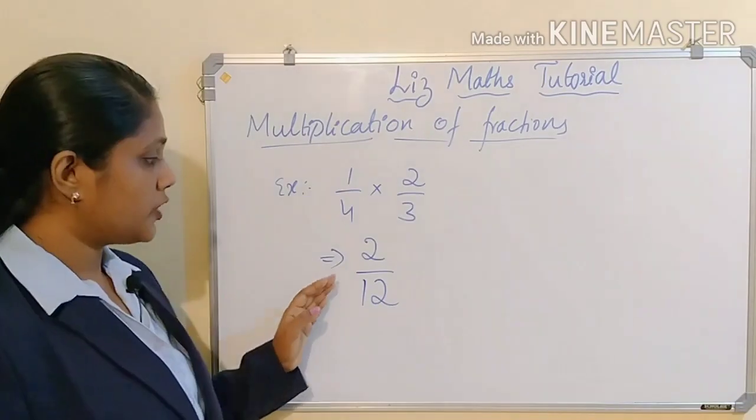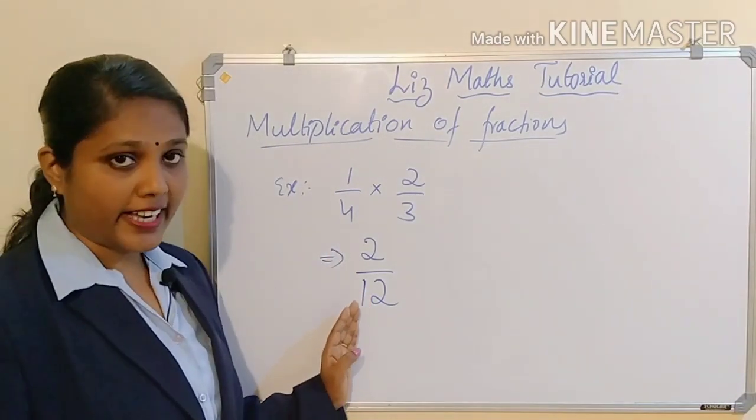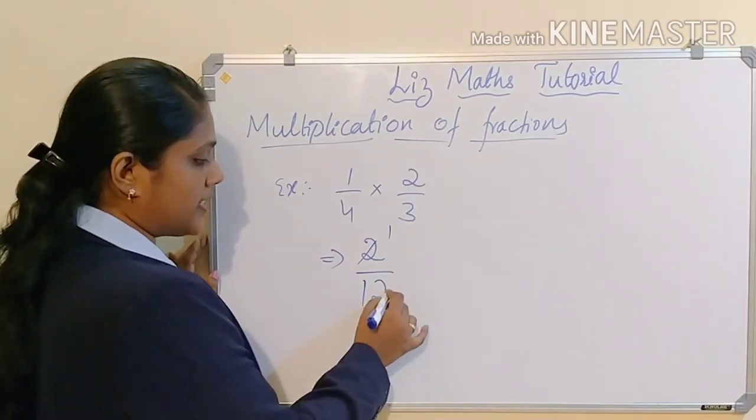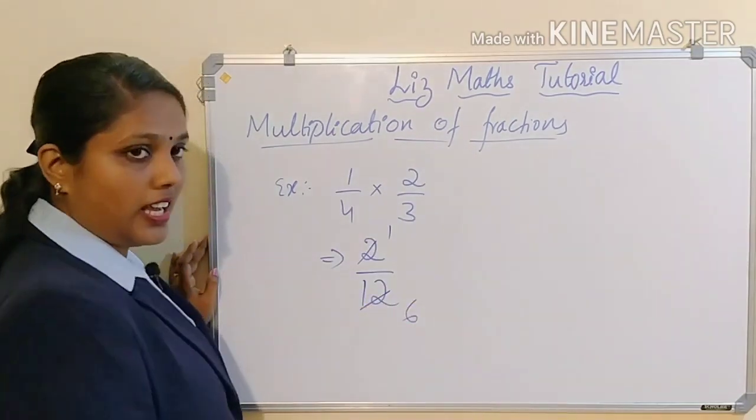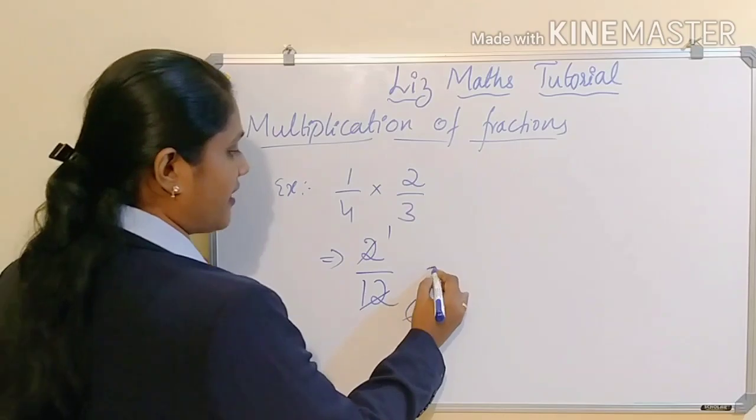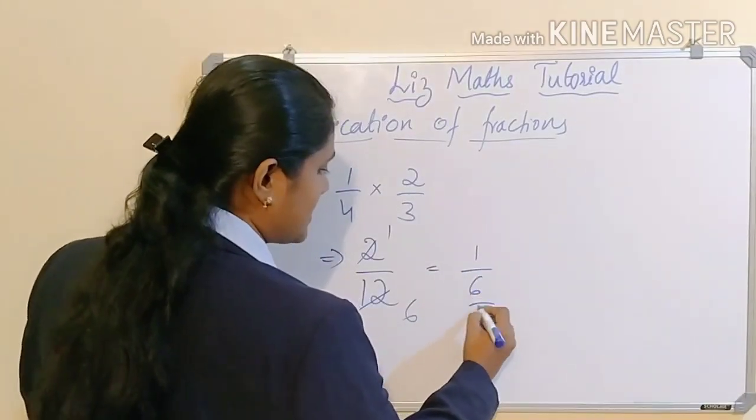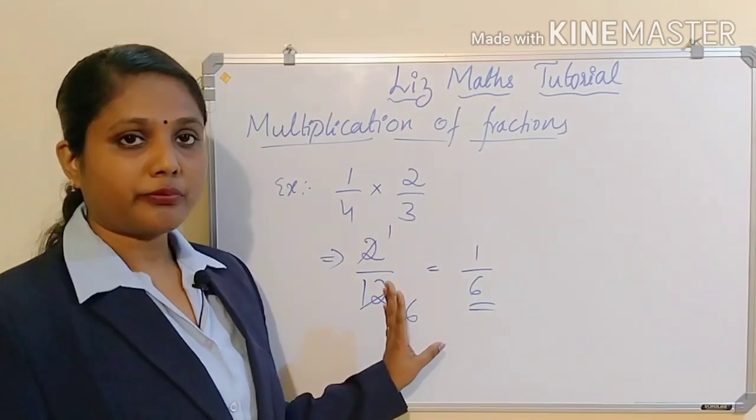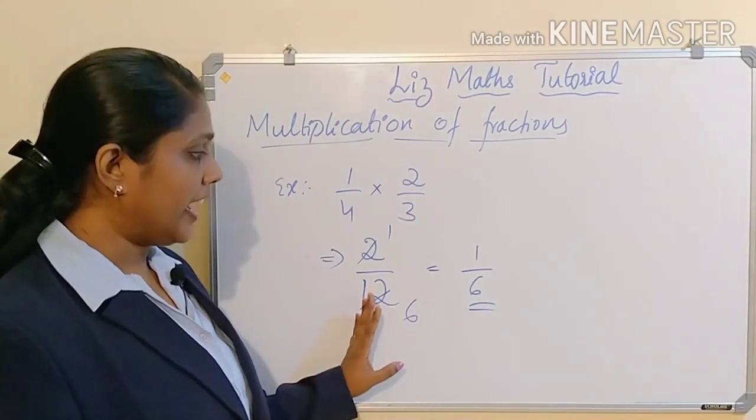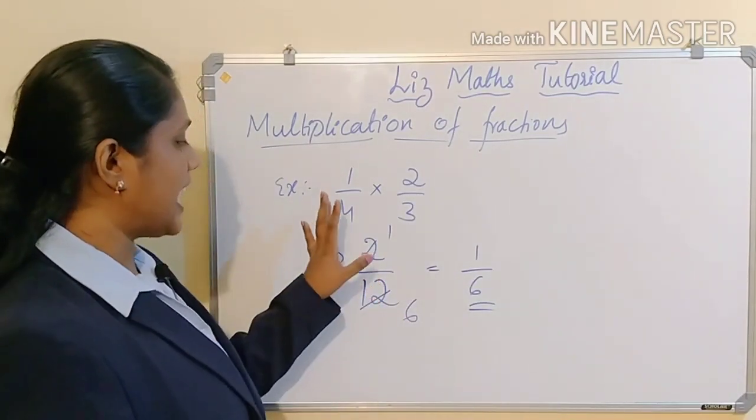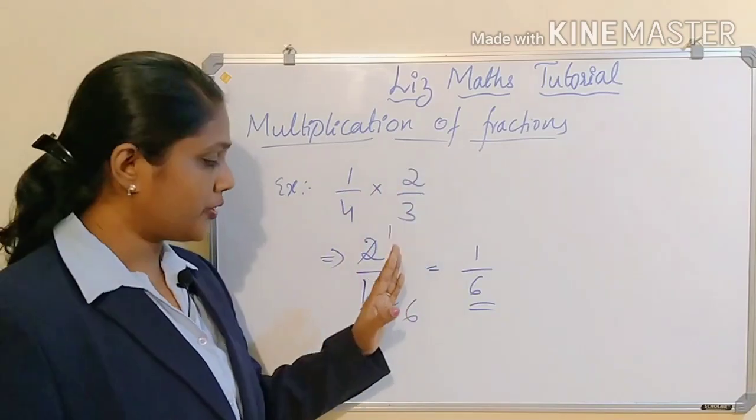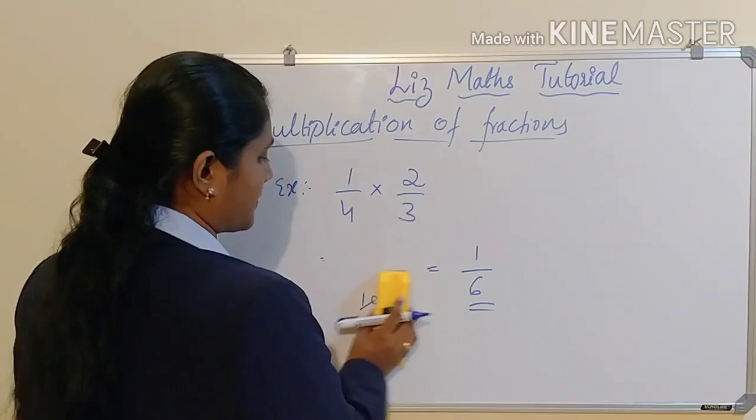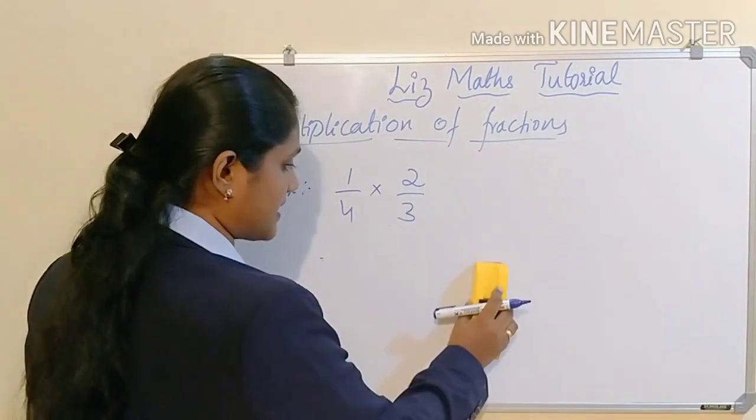To write the simplified answer, we have to go for cancelling with the table. 2 ones are 2, 2 sixes are 12, isn't it? So what is the final answer you are getting? 1 by 6. See students, in this case, we can cancel here also, not only after multiplying. To explain this, 1 by 6 is the answer.